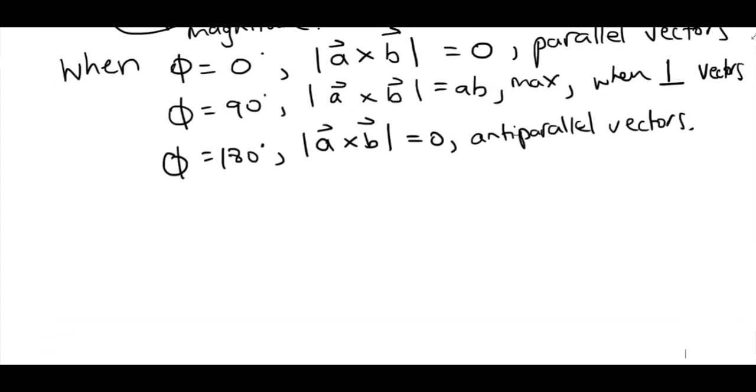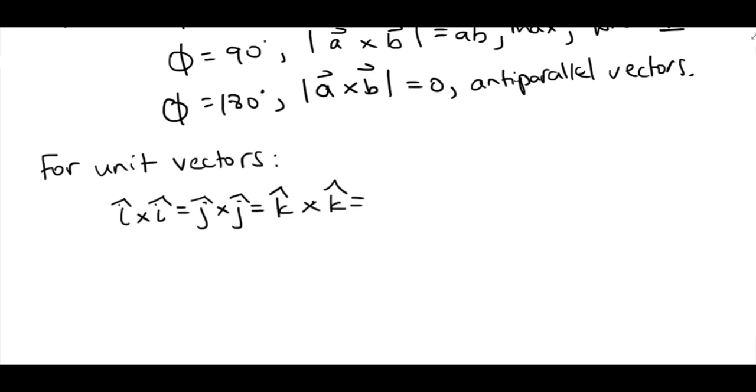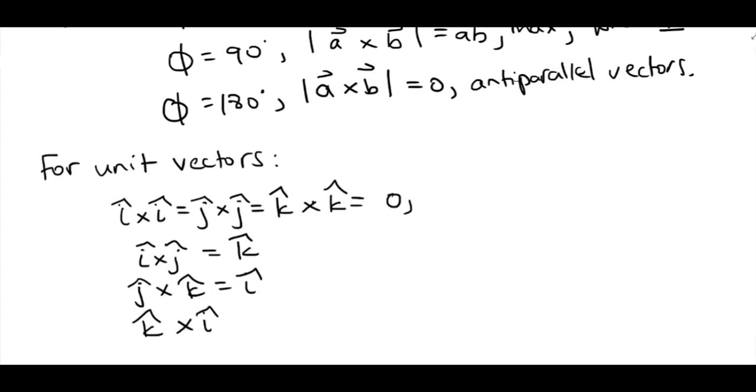Now for unit vectors, if we take the cross product of unit vectors, say for example I hat and I hat, this is going to be equal to j hat and j hat cross product. And this is also going to be equal to the cross product of k hat and k hat, which is 0. Now if we were to take I cross j, we get k. J cross k, we get I. K cross I, we get j.